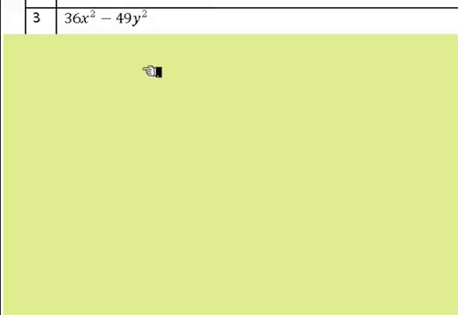In number 3, we don't see common factors, all right, so we're going to use a different technique. Well, here we have 2 terms, and both terms are perfect squares, so this is called a difference of 2 squares. All right, this is a perfect square. That's 6x squared, and this is 7y squared. So let's write this as a difference of 2 squares.